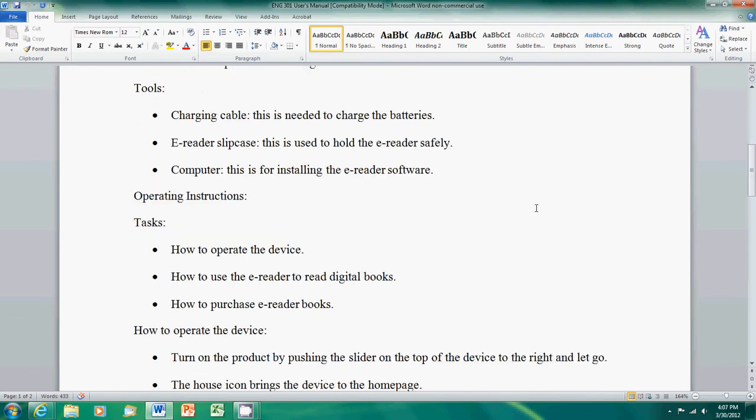The next part is tools. Now, the tools themselves are listed and also defined. This is important because the audience may not understand what they actually stand for. This way it describes a little bit, such as charging cable, charging the batteries, e-reader slipcase, holds the e-reader. It adds a little bit of extra information, which is important to any new users who aren't familiar with the functionality of the device.